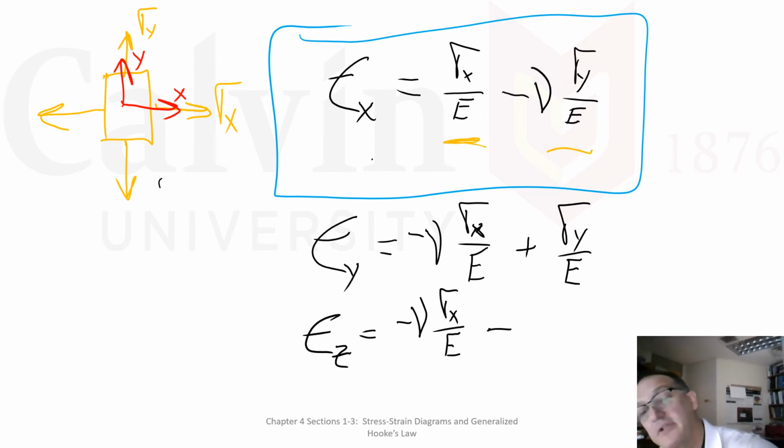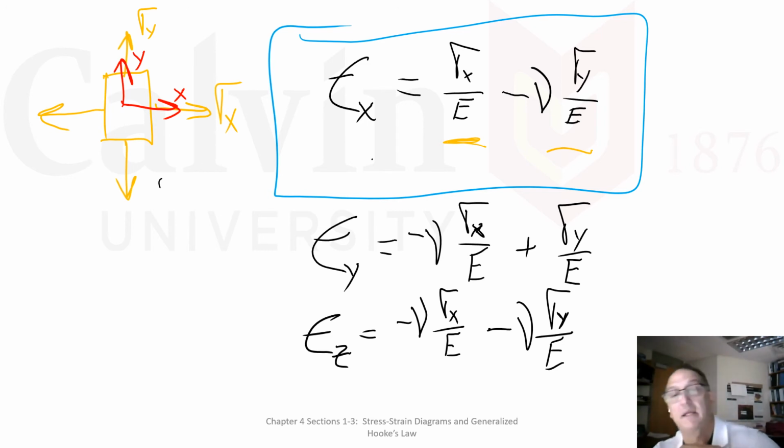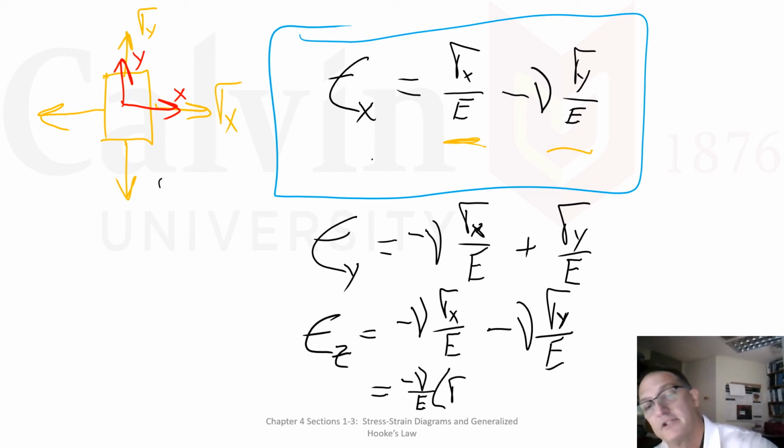And I've also got another term, minus Poisson times the stress in the Y divided by Young's modulus, because now a stress in the Y and a stress in the X create a strain in the Z. And now that one clearly should be simplified. I was playing a trick from another software package. That should be rewritten as minus Poisson over Young's modulus, times the stress in the X plus the stress in the Y.